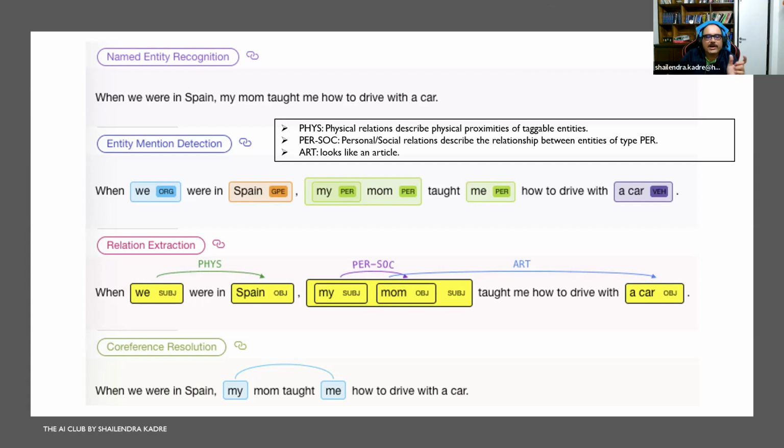Now the second relationship is "my mom". It is representing a PER-SOC type of relationship, which is a personal or social relationship. Then mom is related to a car, so that is an article, ART. These are three relationships; there might be more, but to keep the diagram simple, this is an example of the kind of relationship we expect. So it is very clear what kind of things we are looking for.